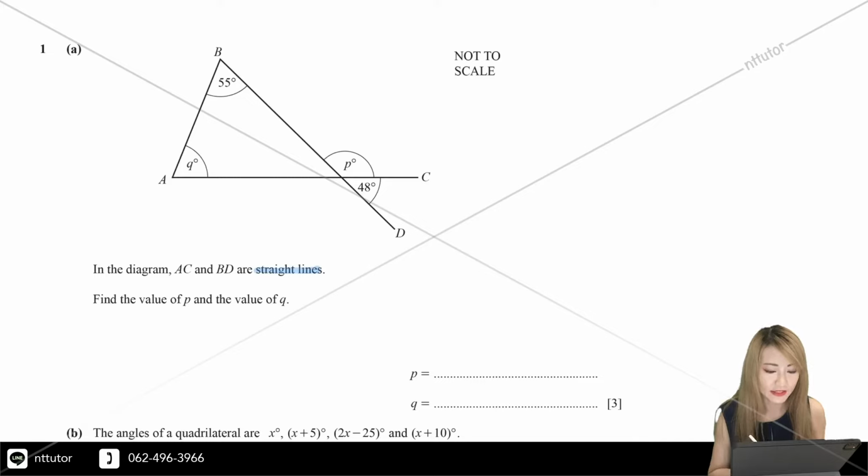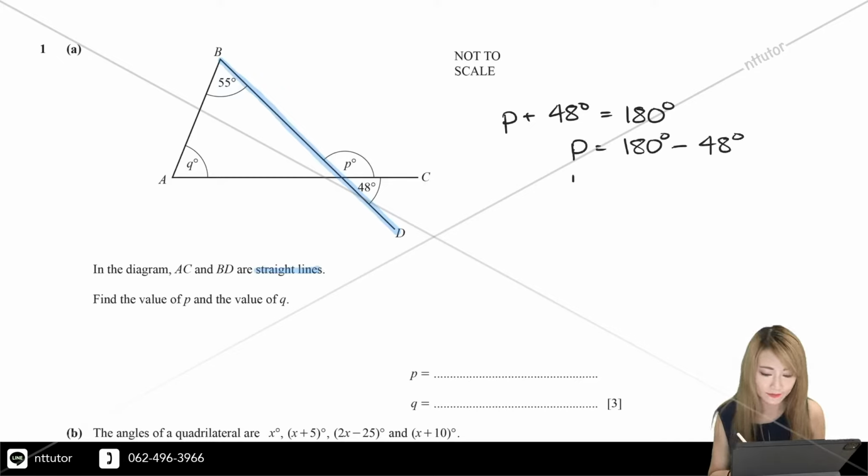So if you look at straight line BD, this means that angle P plus angle 48 must equal 180 degrees, and we can use this to find angle P. So angle P is equal to 180 minus 48, which equals 132 degrees.